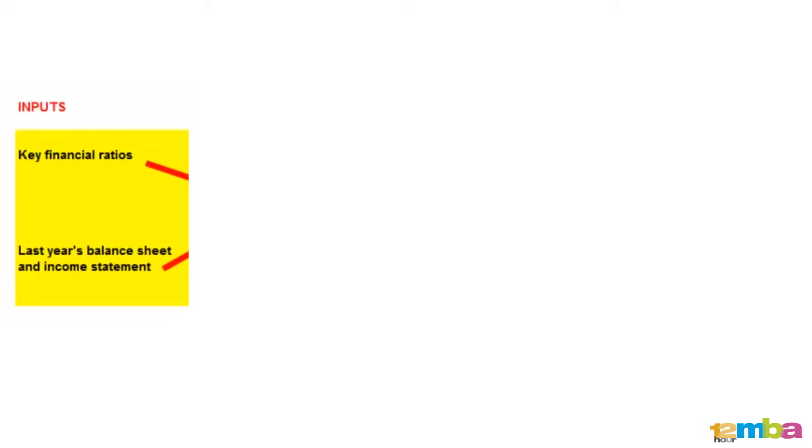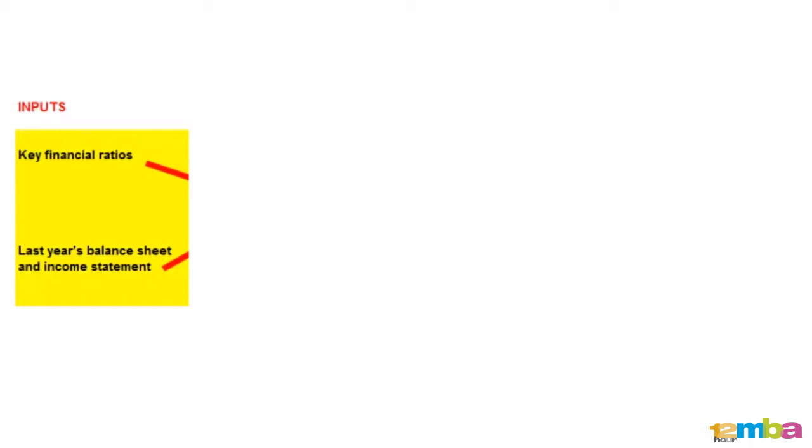So we'll have a base case, which would be primarily the key financial logic based on historical data. In addition, we will need last year's balance sheet. Because we're forecasting balance sheets for the next 5 years, we need an opening balance sheet, so we'll use last year's balance sheet as the opening balance sheet. I've also put last year's income statement in there. We don't need it, but it's a good cross-check.